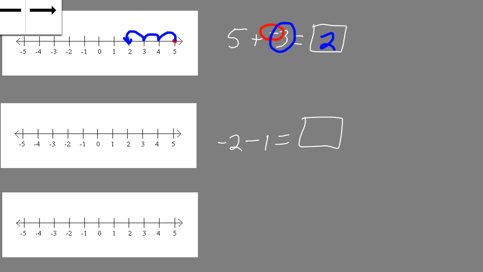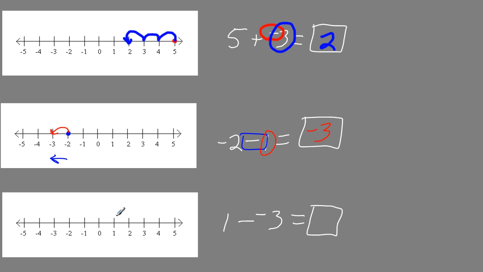Our next problem is negative 2 minus 1. So here we are at negative 2. We want to move to the right, but when we encounter our negative sign, that means we're going to move to the left instead. How many are we going to move to the left? We're going to move 1 to the left. So our answer there is going to be negative 3.